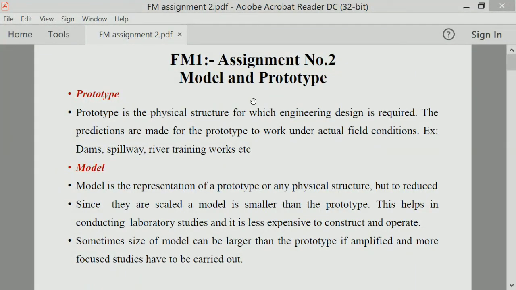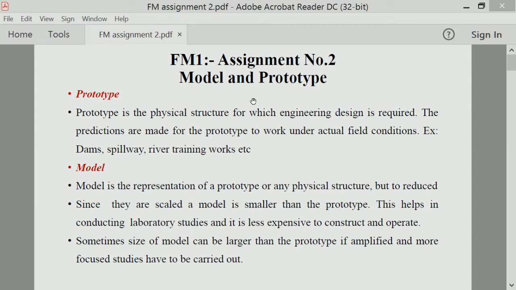Hello everyone. In this lecture we are going to study the various models and prototypes. So what is a prototype? A prototype is nothing but a physical structure for which the engineering design is required. Means this is the actual structure.